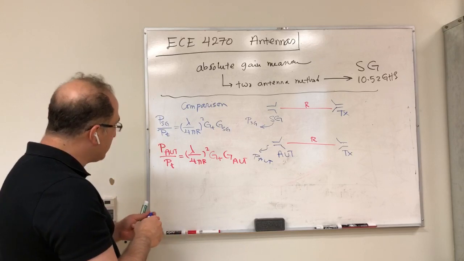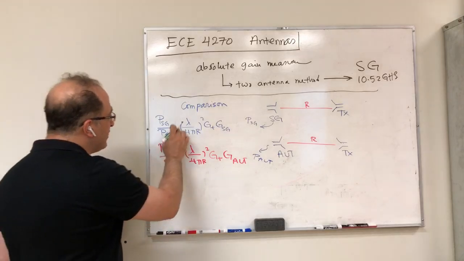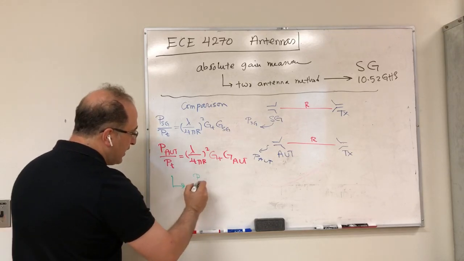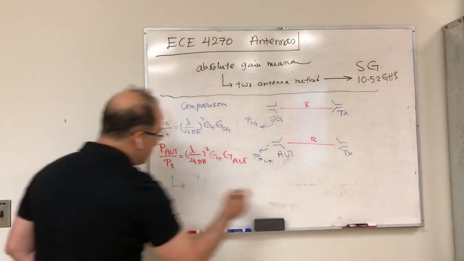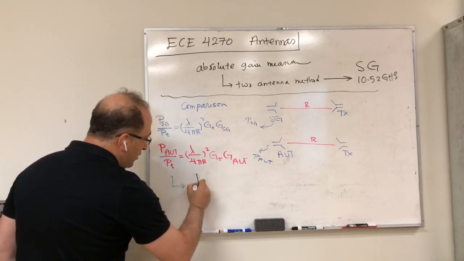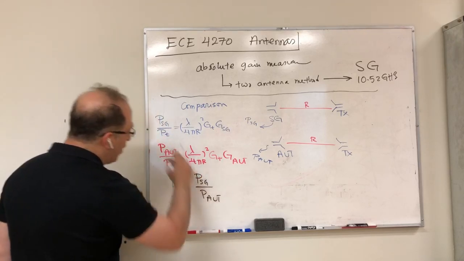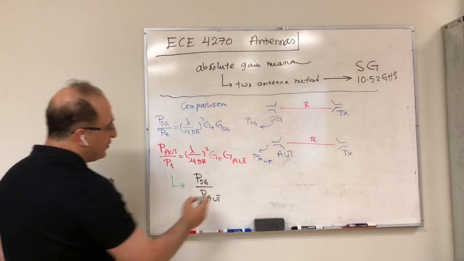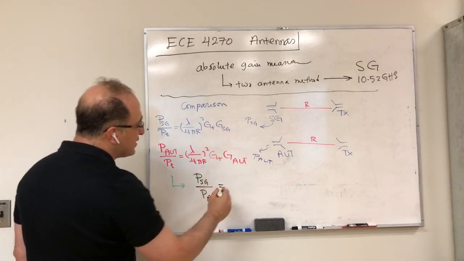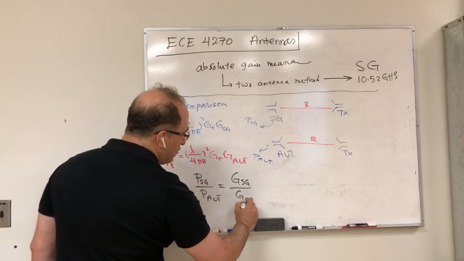Now, given these two equations, you can, of course, divide this equation by that one. If I divide these two equations, I'm going to have P_SG divided by P_AUT. By division, P_T and P_T cancel, lambda over 4 pi R is the same so it cancels, and gain of T cancels. Then I'm going to have gain of standard gain over gain of AUT.